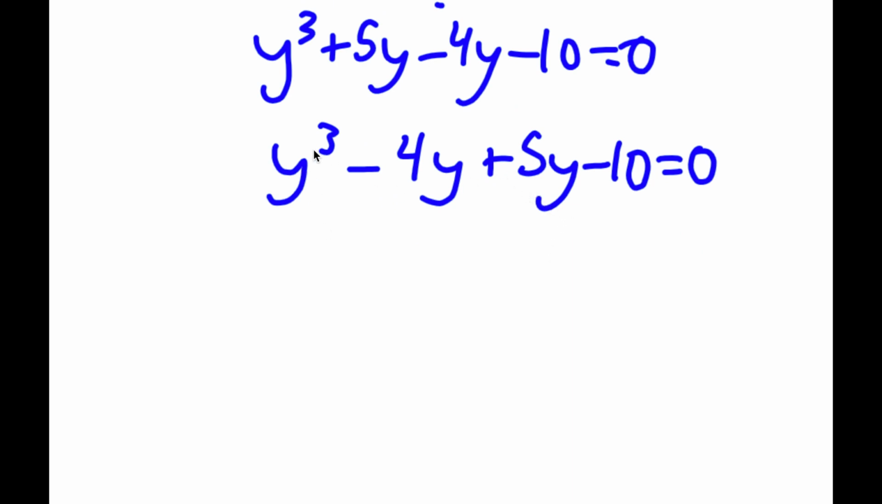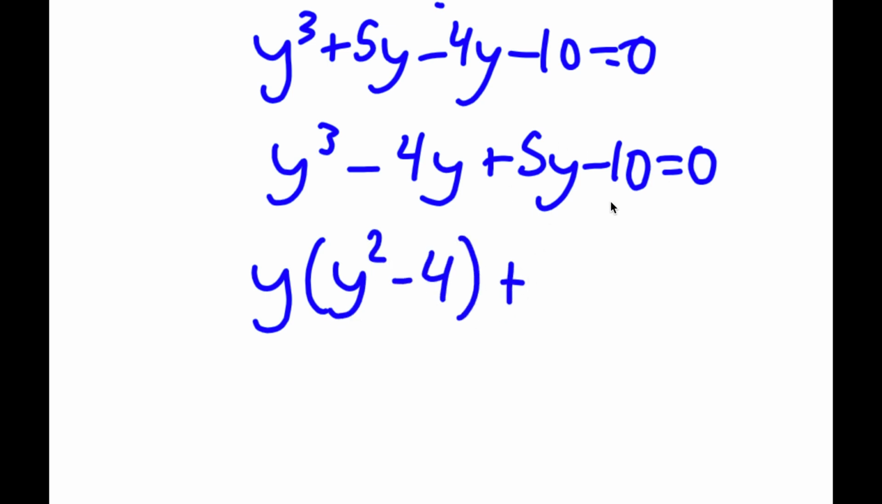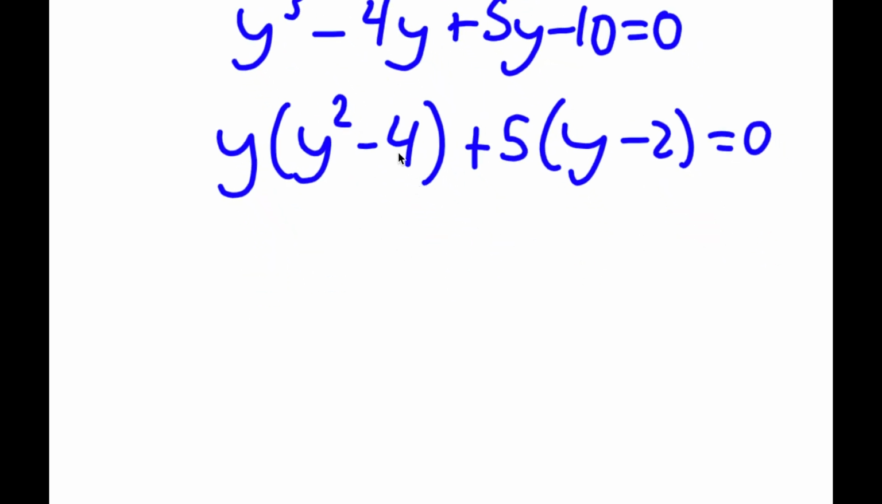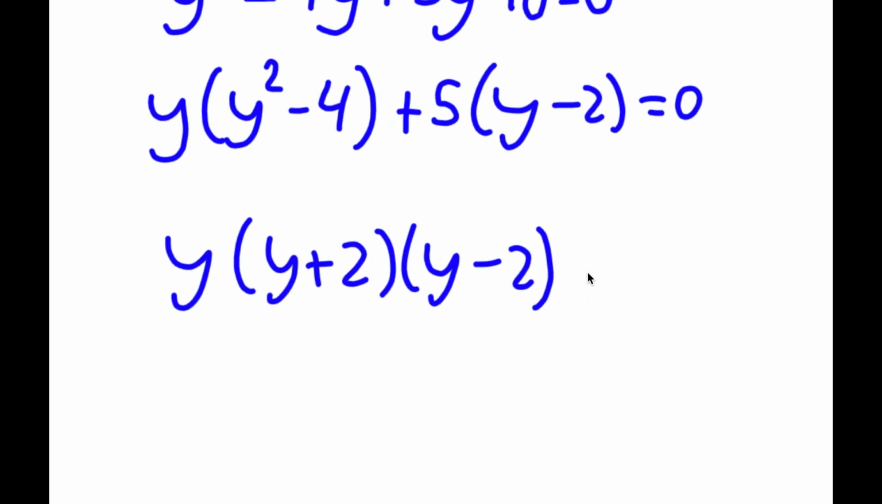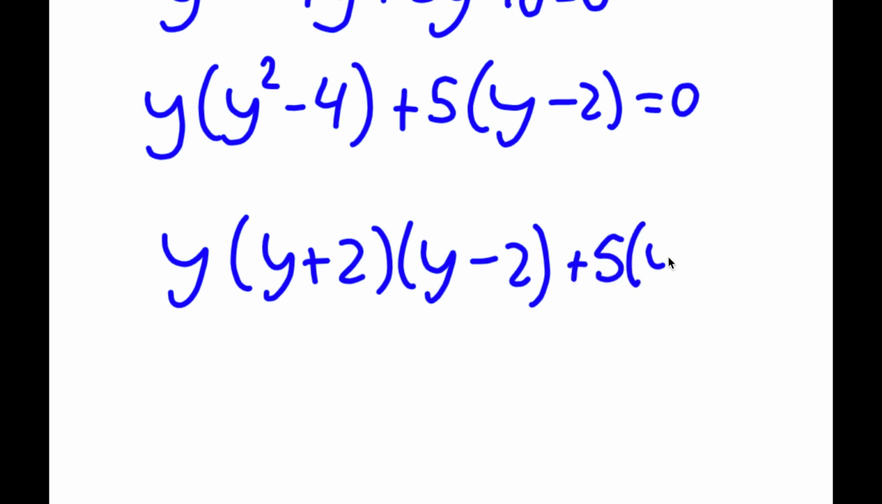Now from here, from y to the power of 3 minus 4y, I'm going to factor out y. So I get y times y squared minus 4, plus from 5y minus 10, I'm going to factor out 5. So I'll get 5 times y minus 2 is equal to 0. Now y squared minus 4, that's the same thing as y plus 2 times y minus 2. Now I have this plus 5 times y minus 2 is equal to 0.